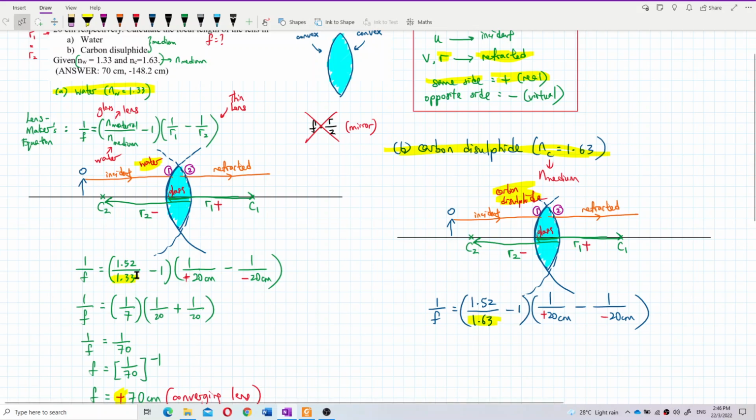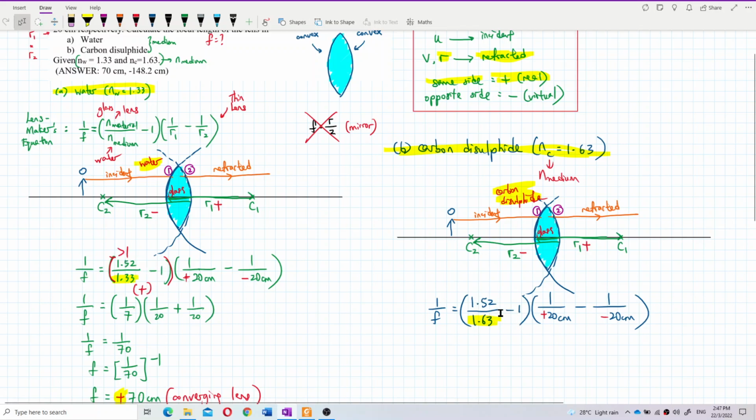What is different is that you can see this value, 1.52 over 1.33, is more than 1. This is more than 1. So when the value is more than 1, minus 1, you get a positive value here. This thing will become a positive value, isn't it?